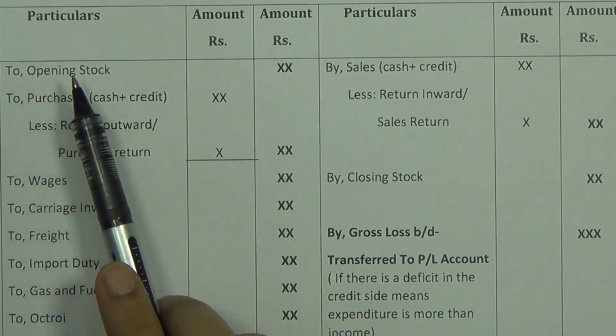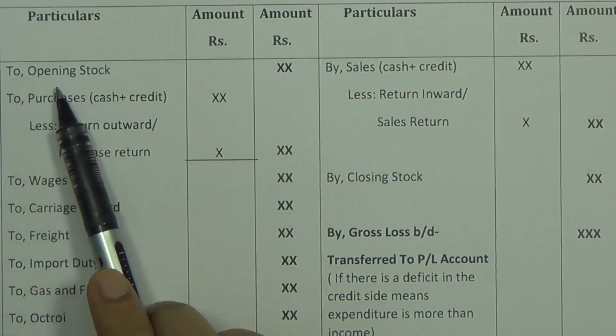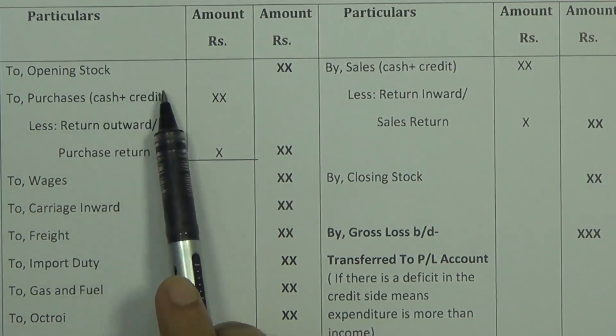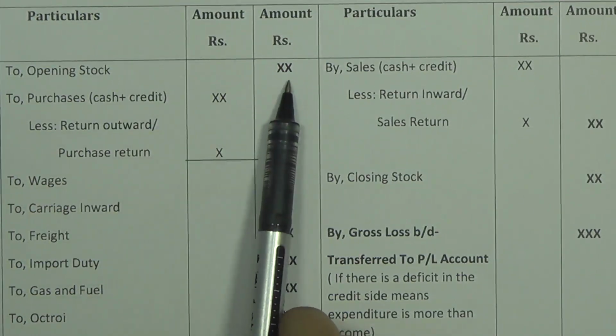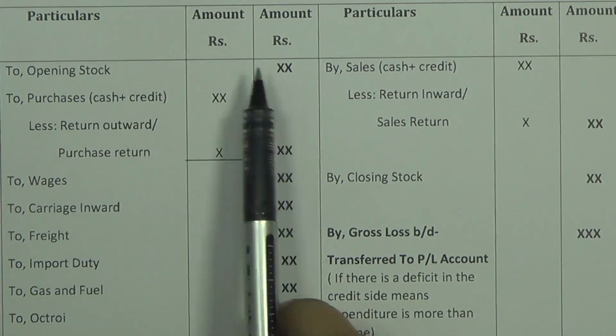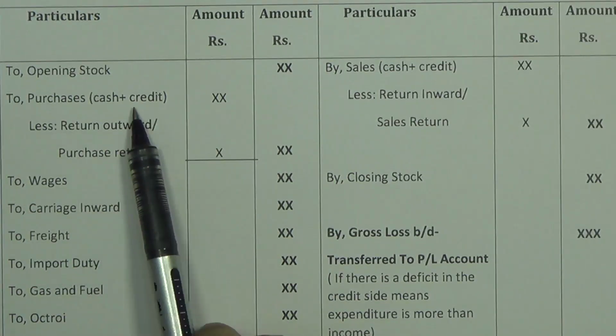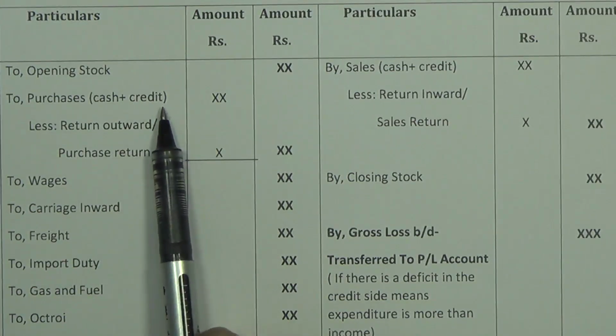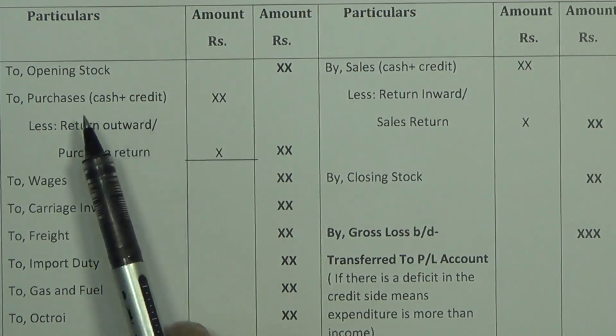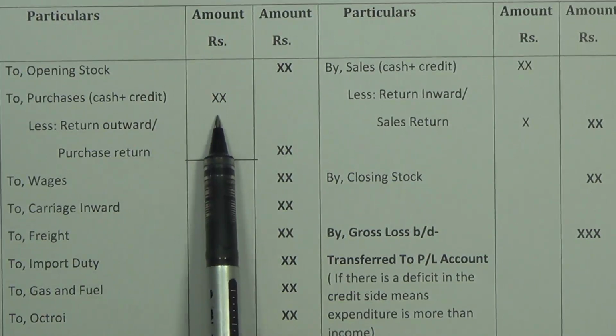In the debit side, in your particular columns, you always start with opening stock. The amount will be given, and you will be posting it in the second column of your amount. Then purchases, purchase and expense, so it will be on the debit side, which will include both cash and credit. Sometimes it happens in your paper that purchase, credit and cash are given separately, so you will add up and write the amount.